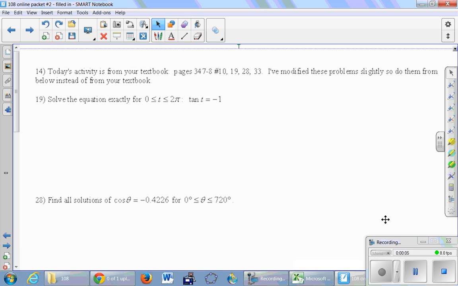Today's activity is from your textbook. I've modified these problems slightly, so do them from below instead of from your textbook. 19, solve the equation exactly for 0 less than or equal to t less than or equal to 2 pi. Tangent of t equals -1.